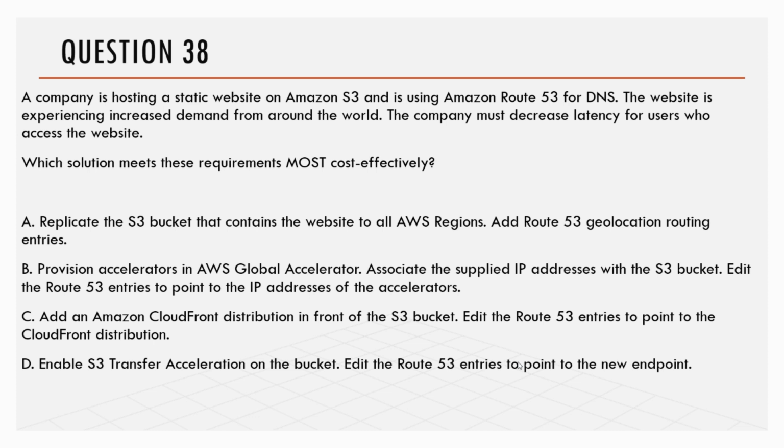Option C, add an Amazon CloudFront distribution in front of the S3 bucket. Edit the Route 53 entries to point to the CloudFront distribution. Option D, enable S3 Transfer Acceleration on the bucket. Edit the Route 53 entries to point to the new endpoint. Now let's look into the solution. And the correct answer is C.